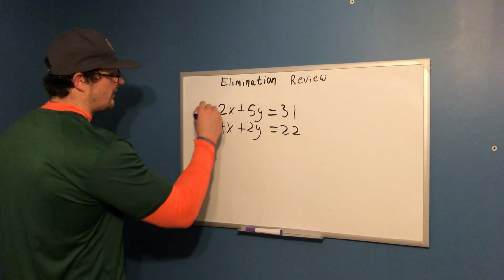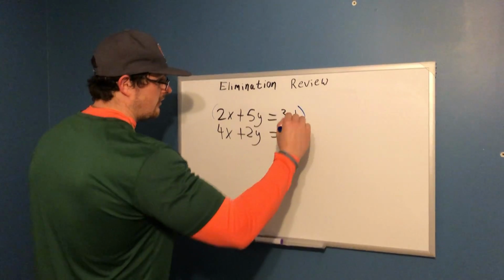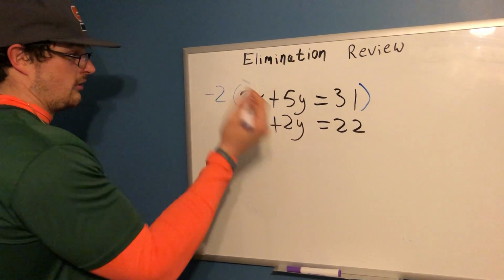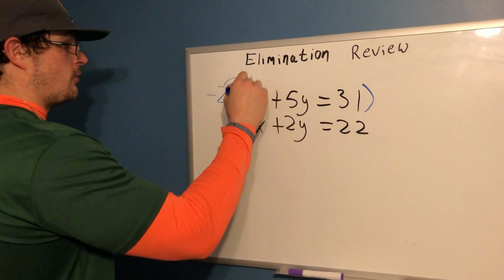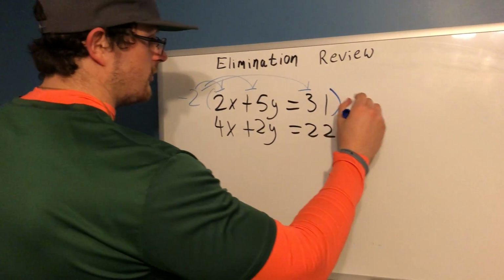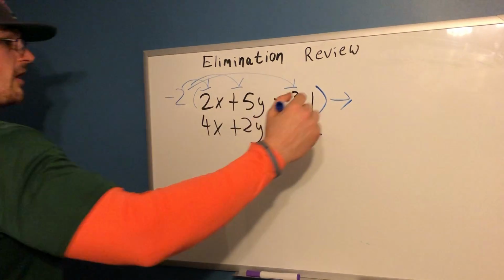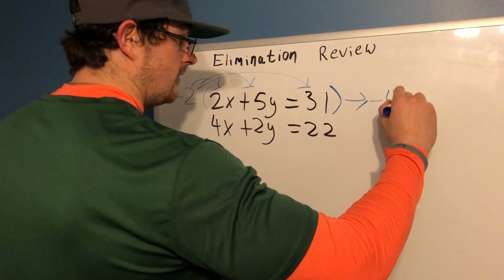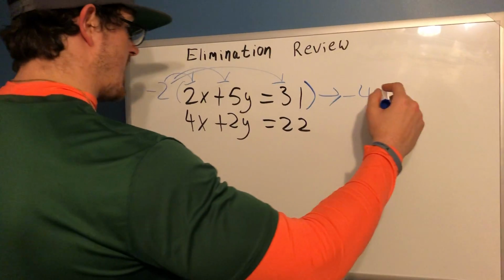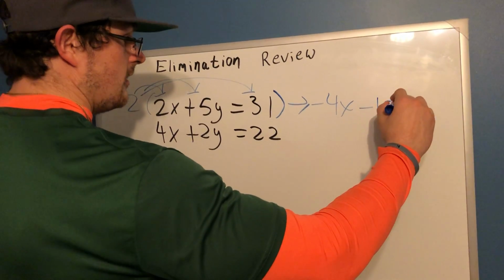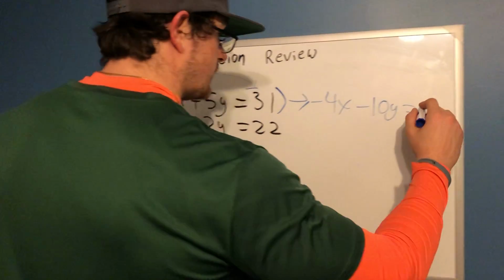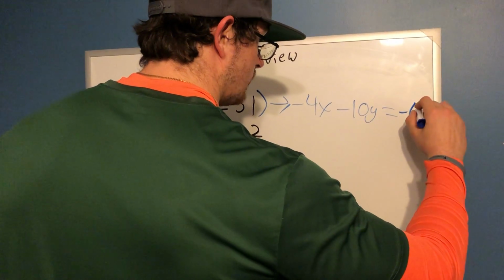So what I'm going to do is take the whole top equation and multiply it by negative 2. Remember, you got to distribute that to all three terms. So that's going to turn into negative 2 times 2x, which is negative 4x. Negative 2 times 5y is going to be negative 10y. And then negative 2 times 31 is negative 62. Now make sure y'all got calculators if you need them.